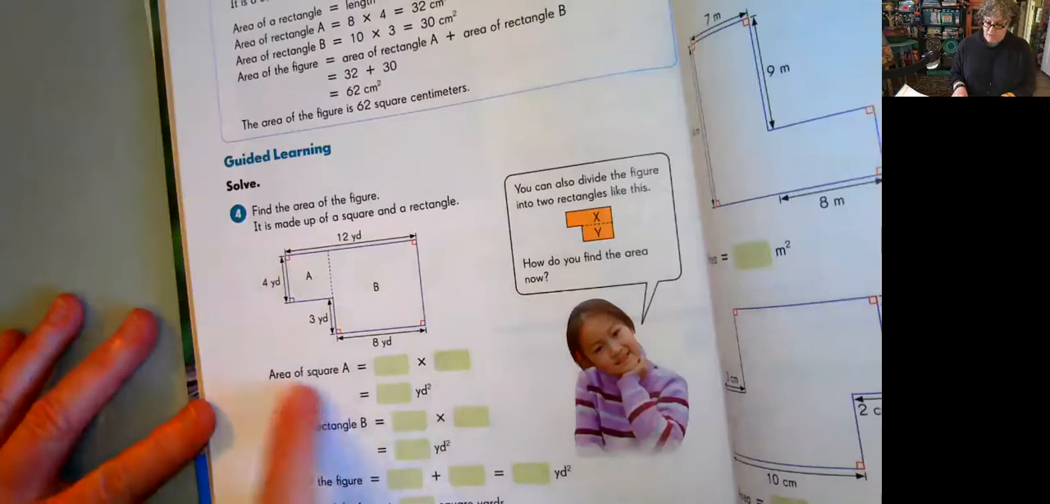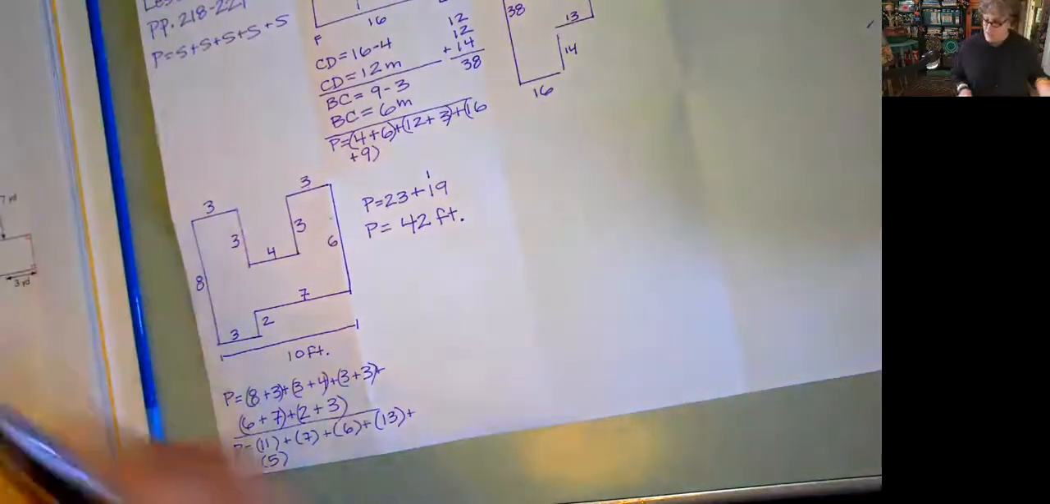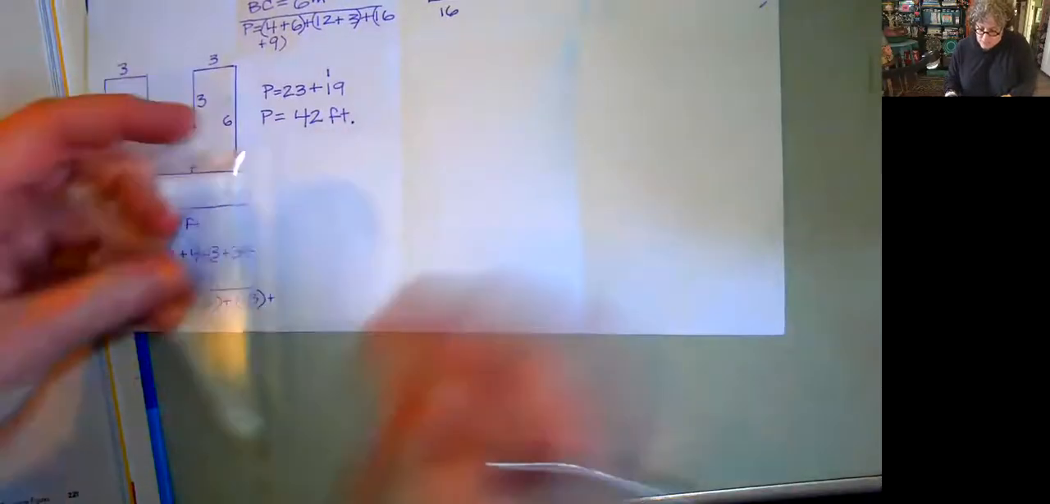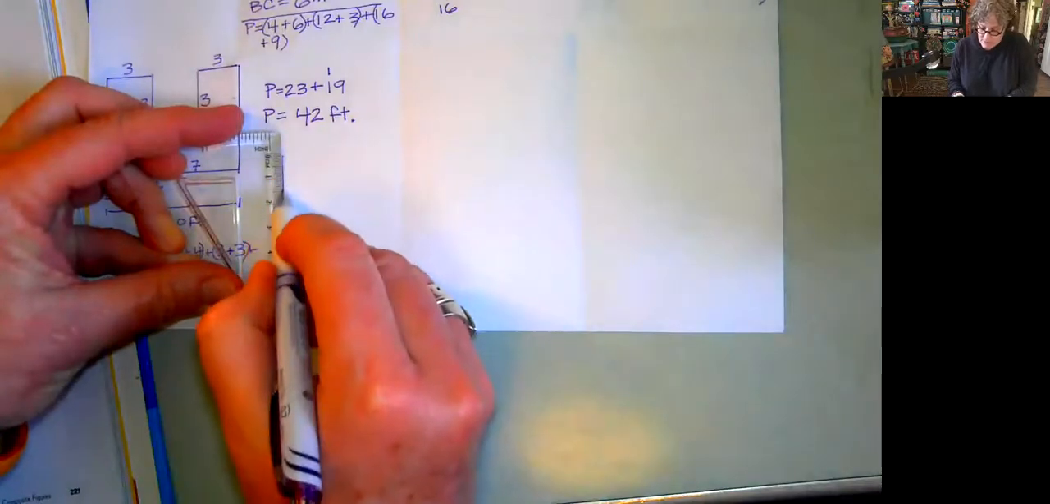So first we're going to find the area of square A. Then we're going to find the area of rectangle B. And then we're going to add them together. And that's going to tell us the area of the whole figure. So I am going to draw the figure right here because I always like to do that. So I have a little thing that looks like this, A.